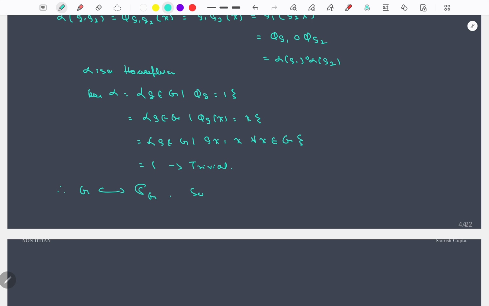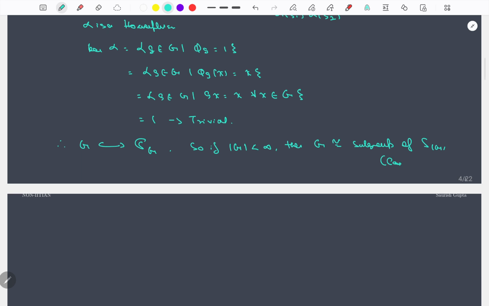Okay, so if the order of G is finite, then G is isomorphic to a subgroup of S of G, and this is what you famously call the Cayley theorem. That is, every group is isomorphic to a subgroup of some permutation group. Okay, fine.